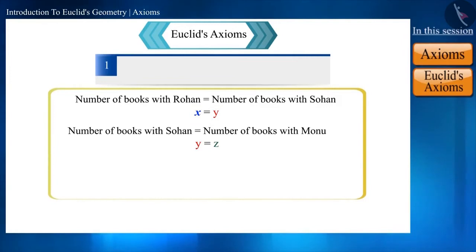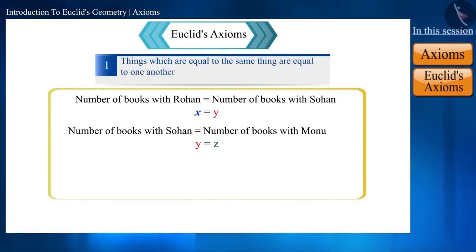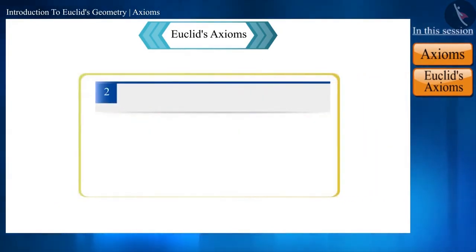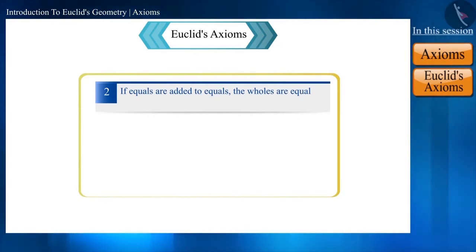Friends, according to Euclid's first axiom, things which are equal to the same thing are equal to one another. So here, X and Z will be equal. That is, we can say that Rohan has as many books as Monu. According to Euclid's second axiom, if equals are added to equals, the wholes are equal. That is, if A is equal to B and C is equal to D, then if we add C to A and D to B, then A plus C will be equal to B plus D.